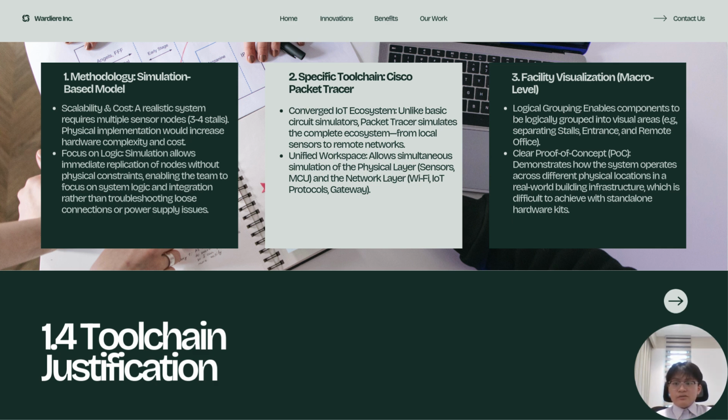So finally, this toolchain addresses the challenge of facility visualization. Our project needs to demonstrate the interaction between components in different physical locations, the separation between the store, the entrance display screen, and the remote management office. Cisco Packet Tracer allows us to logically group these components into visual areas. This macro-level visualization provides a clear proof of concept that demonstrates how the system runs in a real-world building infrastructure, which is a perspective that is very hard to achieve using a standalone hardware kit or code-only platform.